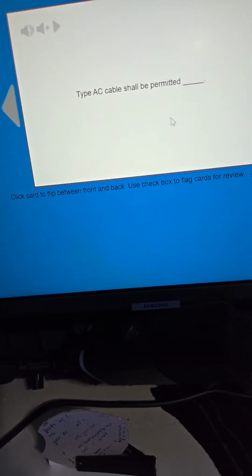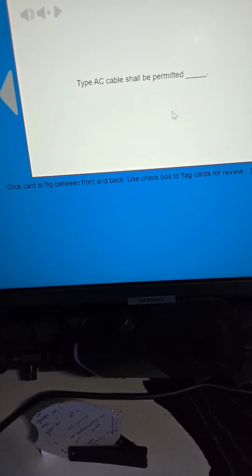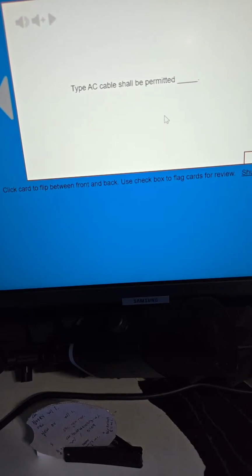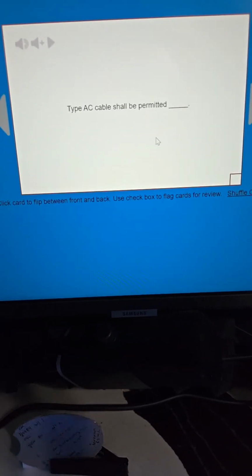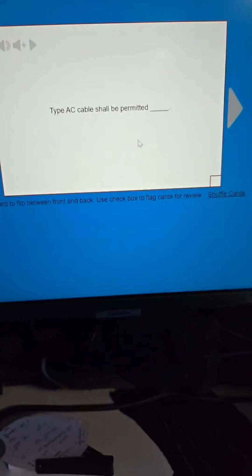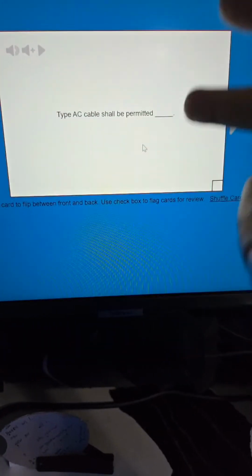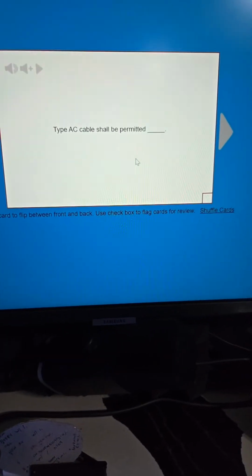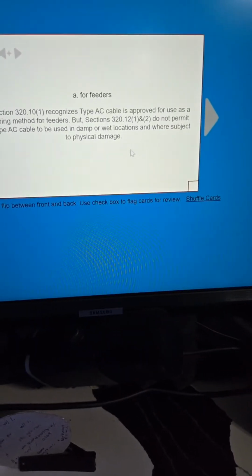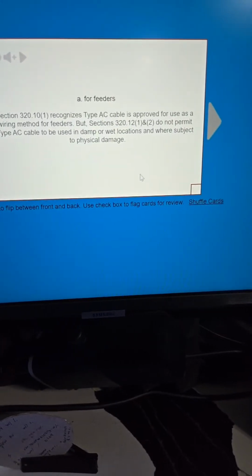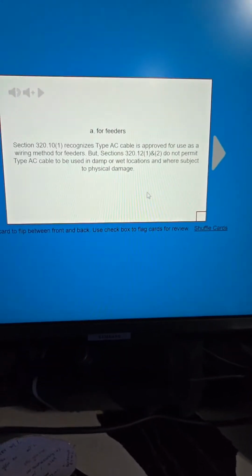I'm trying to think, like, what's a specific situation you'd want to use AC cable versus MC cable? Because AC cable itself is a better ground. So there could be a couple of reasons why you could use this. Be used as the grounding conductor. We're going to go with that. That can't be the answer, though. But we're going to go with it. It's very vague. I'm going to go for it. For feeders. Okay. So you can feed a panel with AC cable.